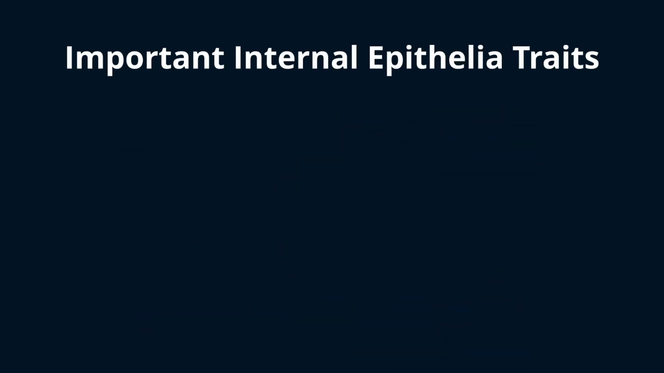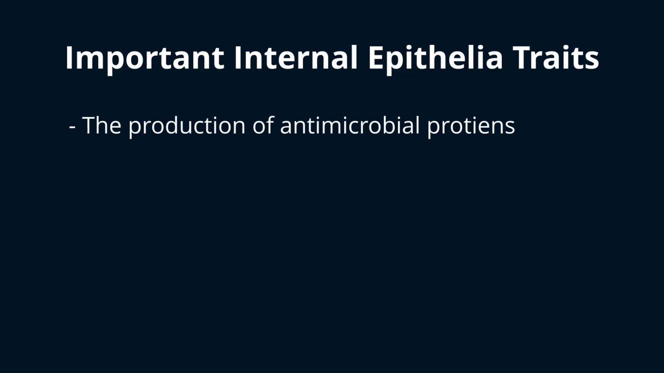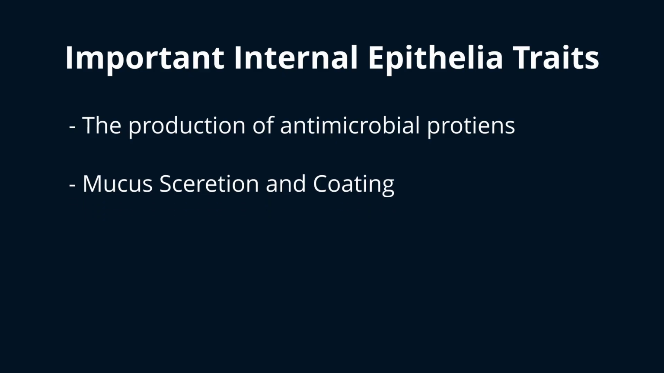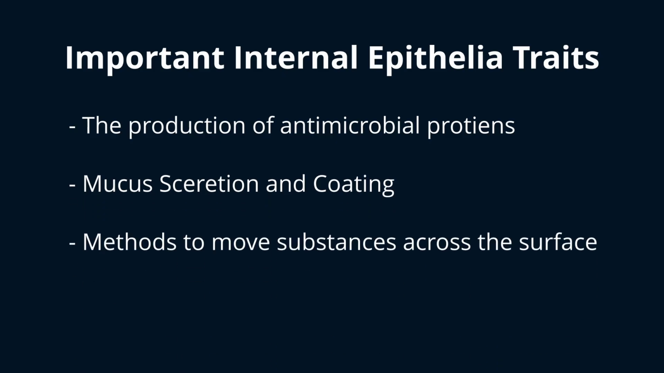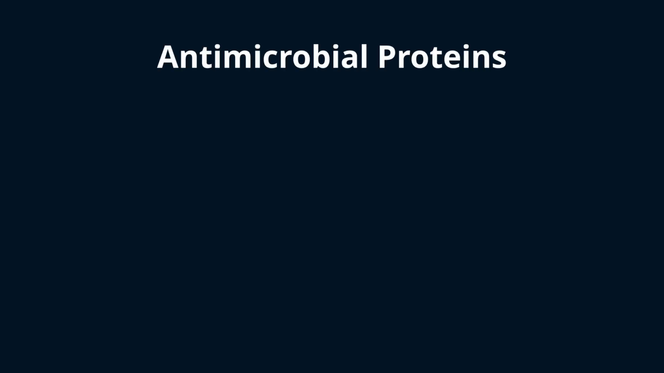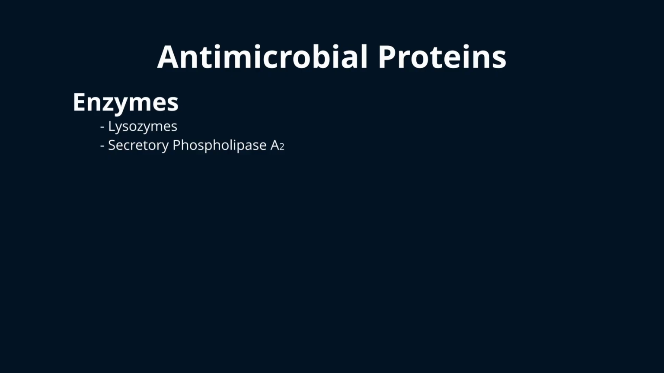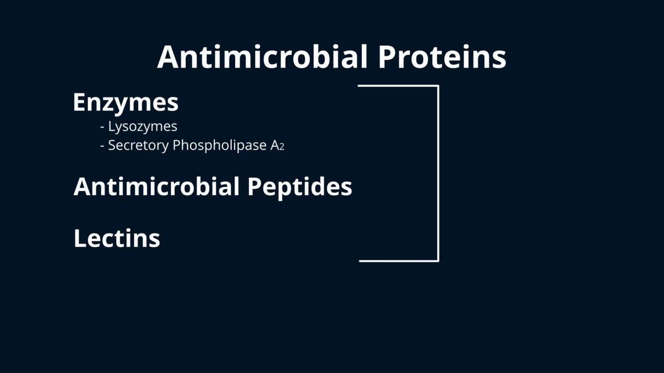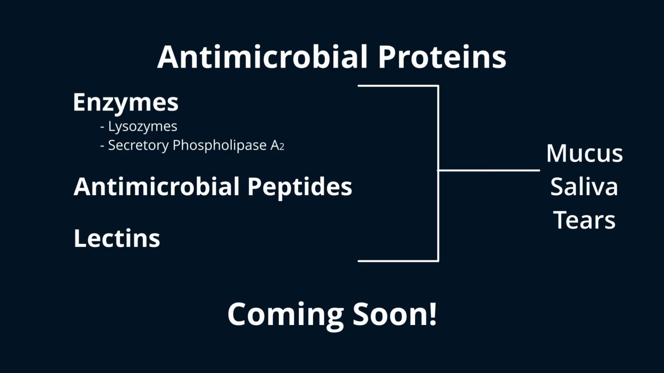Both of these examples give us knowledge on some important factors of internal epithelia, such as the production of antimicrobial proteins, mucus secretion and coating, and methods to move substances across the surface. The production of antimicrobial proteins and mucus allows the epithelia to not only be a physical barrier, but a chemical one as well. Classes of antimicrobial proteins, such as enzymes like lysozyme and secretory phospholipase A, antimicrobial peptides, and lectins, are produced and secreted into fluids like mucus, saliva, and tears to kill bacteria before it enters our system. We will discuss these more in the next video, along with the complement system.